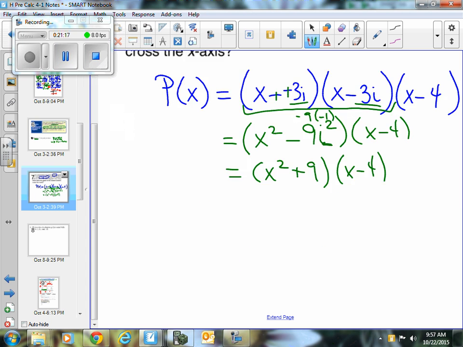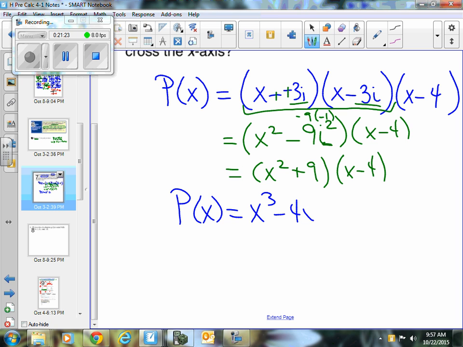So this is just FOIL. We're just multiplying together. So our polynomial, FOIL that together, would be x to the third minus 4x squared plus 9x minus 4. All right, so I want to talk a little bit about this then, what this guy's looking like.